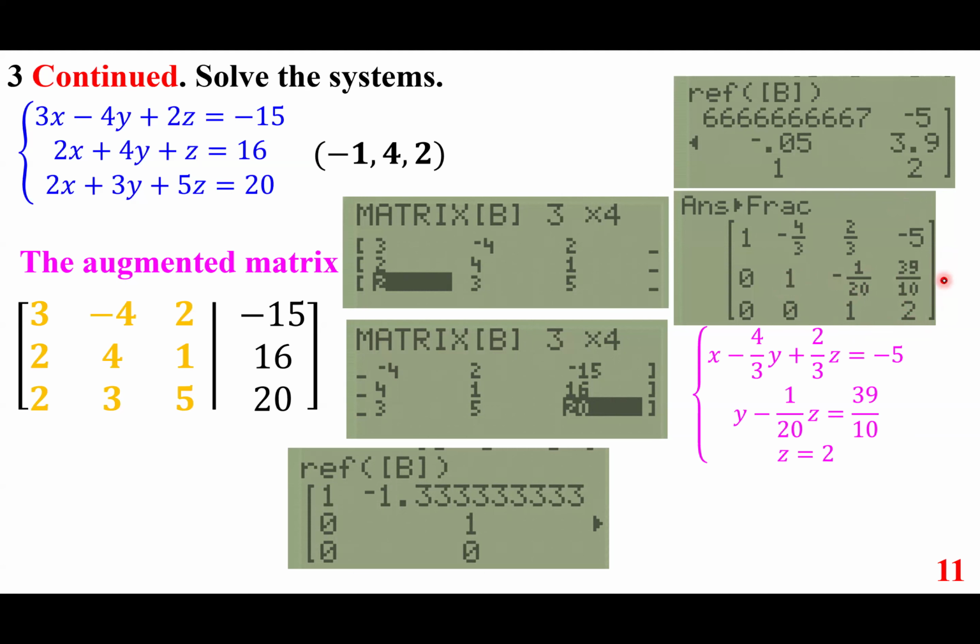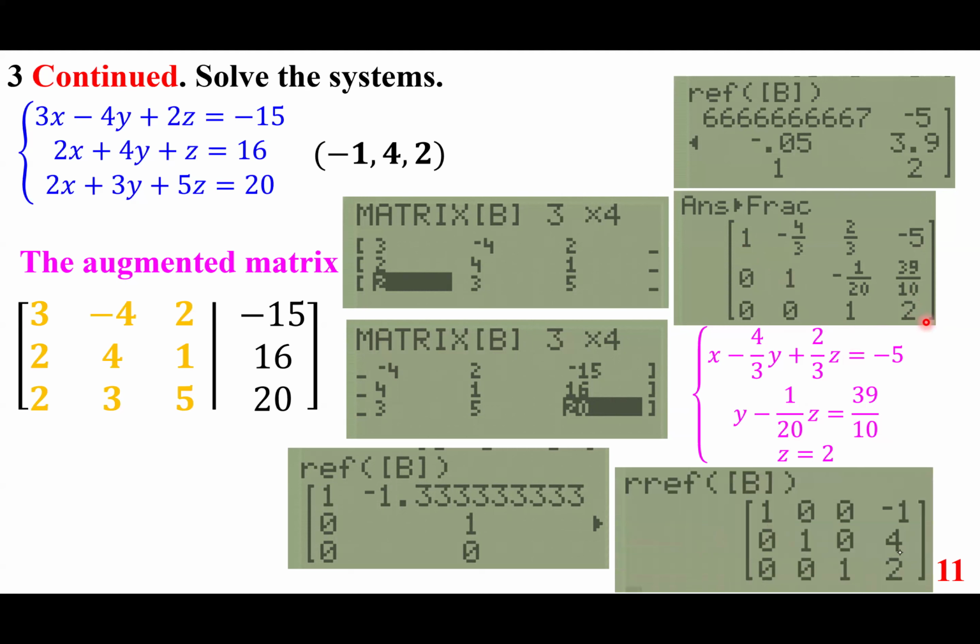However, if I do REF, this is in essence the new augmented matrix, and this is the new set of equations. See, x minus 4 thirds y plus 2 thirds z equals minus 5. This one is y minus 1 over 20 z is 39 over 10, and this one z equals 2. So z equals 2, back substitution. If you do REF, this last column is exactly what we got here. So in one shot, it gives you the answer.